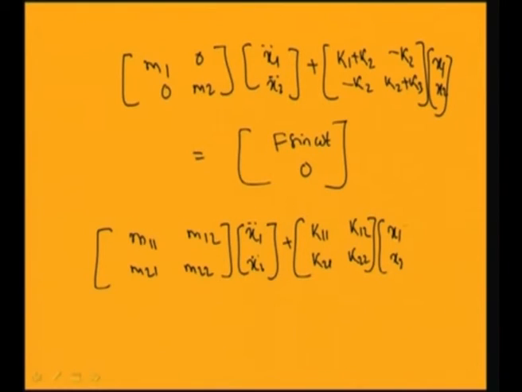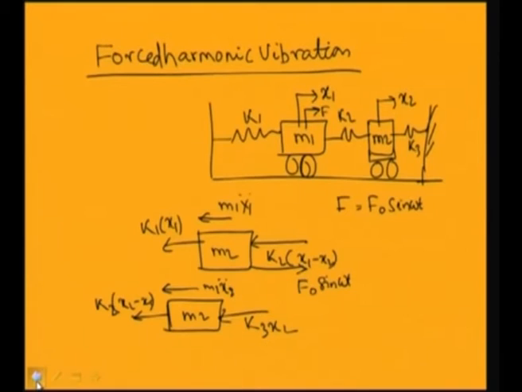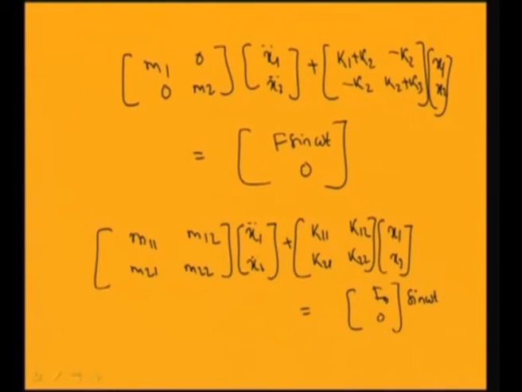times x1 x2. So, this is equal to F0 0 sin omega t. So, instead of applying a force on the first mass, if I apply a force on the second mass, I can write this equation in this form. So, it becomes 0 and this becomes F sin omega t.